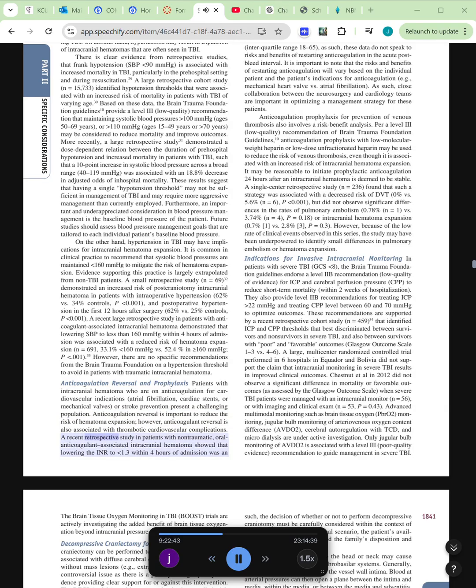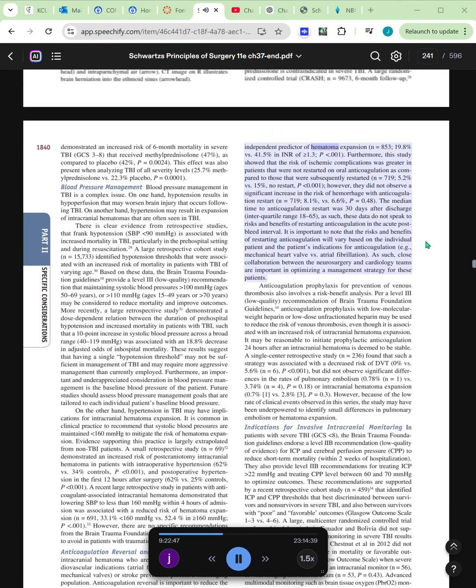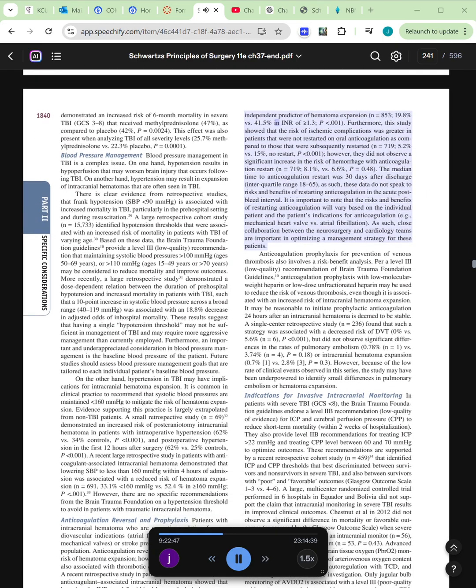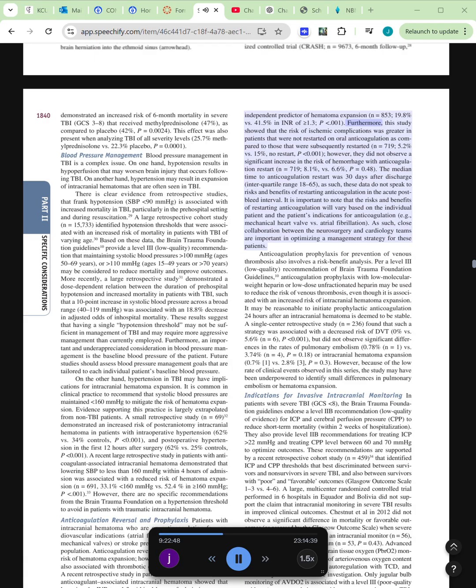A recent retrospective study in patients with non-traumatic oral anticoagulant-associated intracranial hematoma showed that lowering the INR to less than 1.3 within 4 hours of admission was an independent predictor of reduced hematoma expansion, n equal to 853, 19.8% against 41.5% in INR of greater than or equal to 1.3.